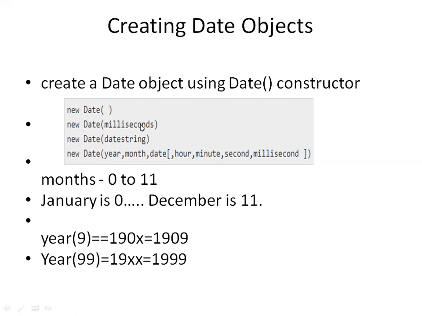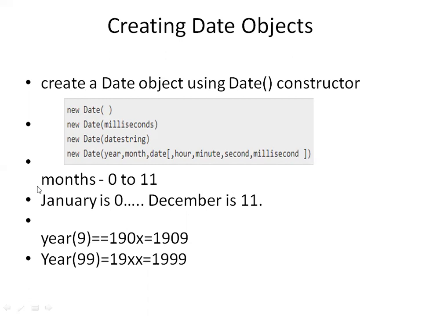The third method is the constructor with only one argument of type string. It is nothing but new Date(date string). And the fourth method is the constructor with more than one argument. That means new Date(year, month, date). Here, hour, minute, second, and milliseconds are optional arguments.